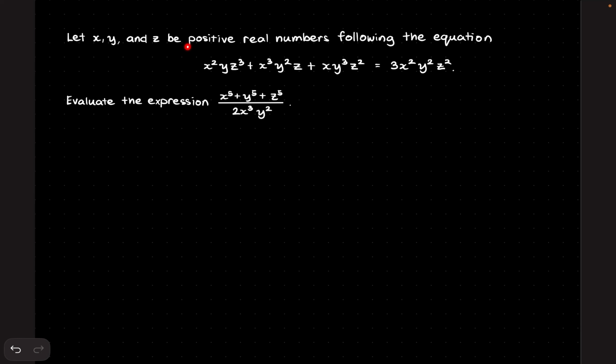In this video, we'll be solving this problem on the screen. So let me read it first for you. Let x, y, and z be positive real numbers. Let me highlight the positive out here. Following this given equation out here, our goal is to evaluate this corresponding expression.